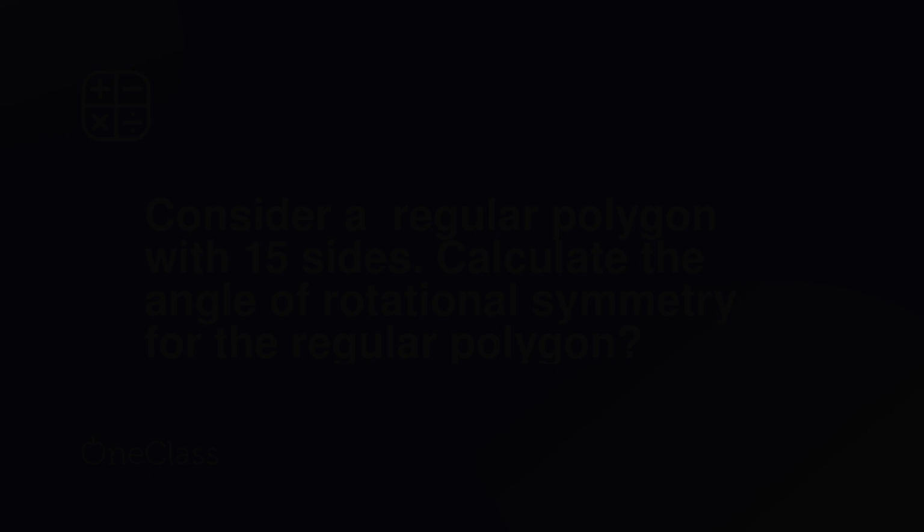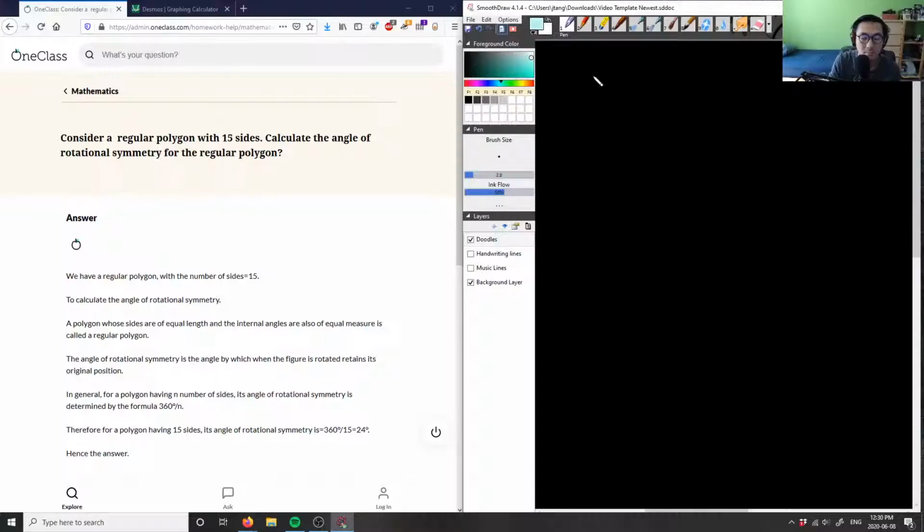Let's look at number 9. So let's consider a regular polygon with 15 sides. Calculate the angle of rotational symmetry for the regular polygon. So let's look at our polygon here. We have 15 sides in our polygon, and we want to know the angle of rotational symmetry.